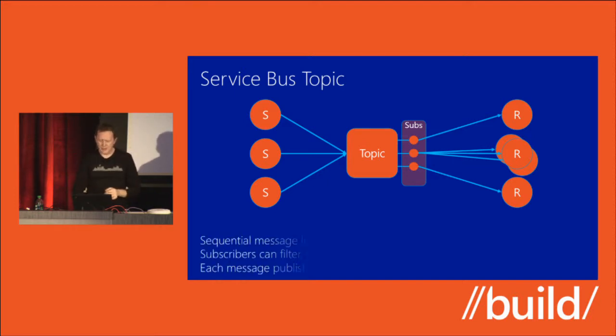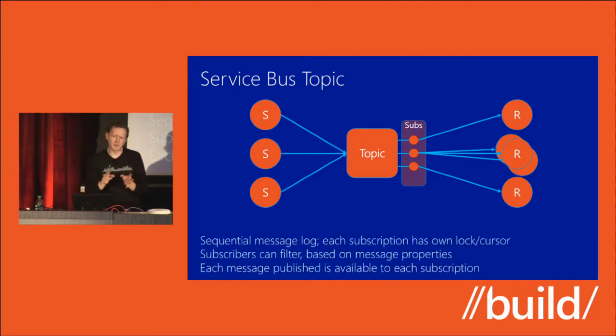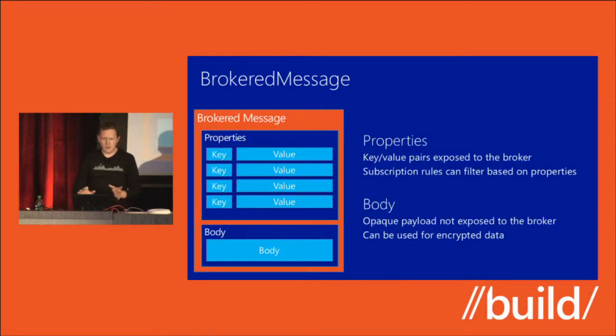I can also do filtering with subscriptions. So I can specify rules on each of those subscriptions that say which of the messages I'm interested in. So by default, all the messages that are published go through to the receiver. I can specify a filter based upon the contents of the message that restricts the set of messages that flow through.